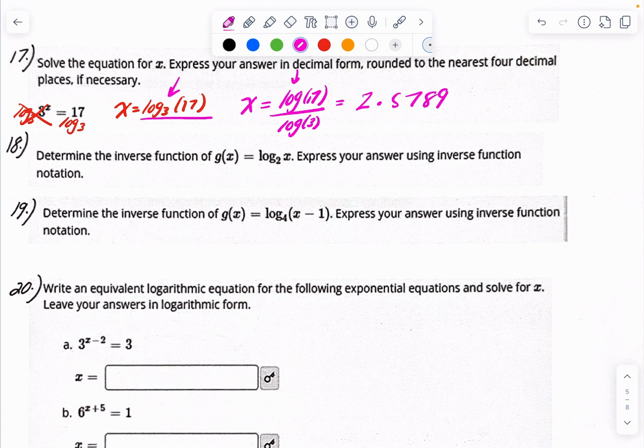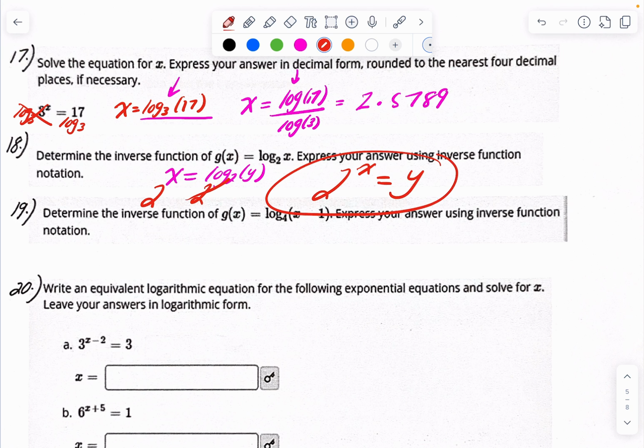Determine the inverse. So I would switch x and y and then solve for y. So I'd base 2 both sides. 2 to the x equals y. That's my inverse. So really easy.